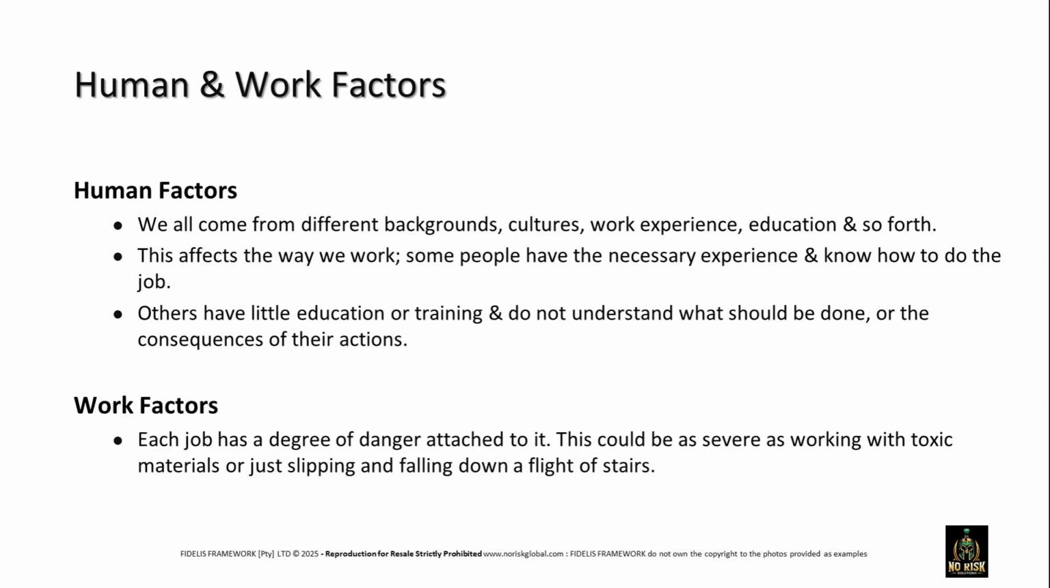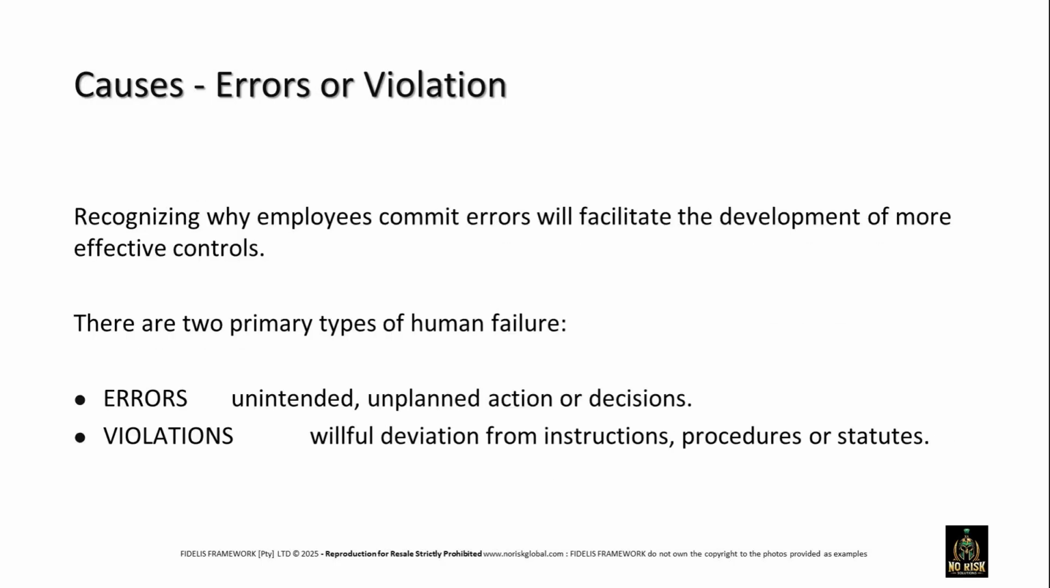Human factors include diverse backgrounds and experiences affecting work, while work factors involve the inherent dangers of certain tasks. Both can influence the likelihood of incidents. Understanding why employees commit errors helps develop effective controls. Errors are unintended actions, while violations are willful deviations from procedures.